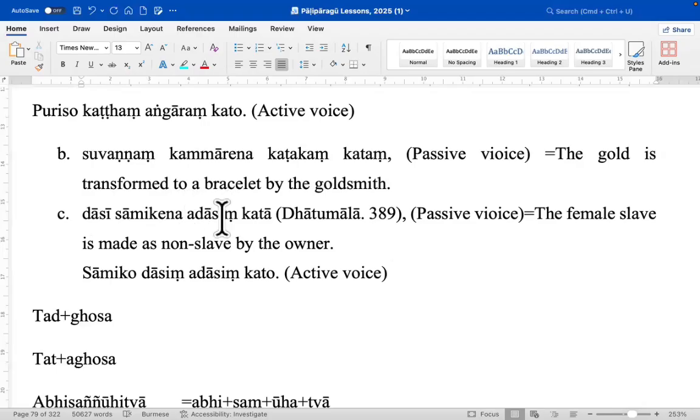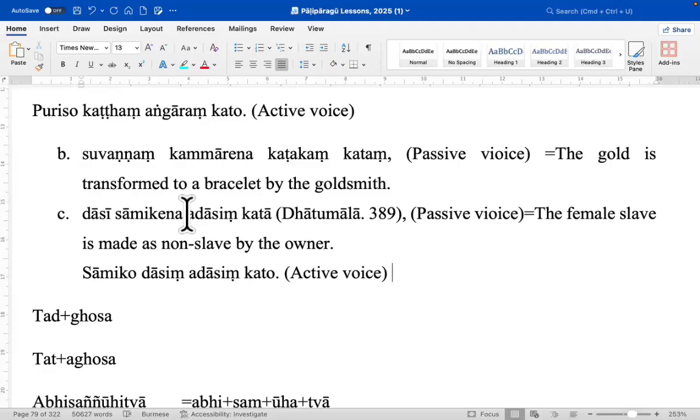So apart from adāsiṃ, the other three words, sāmiko, dāsiṃ and akāsi, change respectively. Adāsiṃ takes the same case ending as in the active sentence. So the meaning is: the female slave is made a non-slave by the owner. That is why, when an active sentence is changed to passive voice, some words do not change. Subject, object and verb of course change, but here the Vikatikamma does not change.